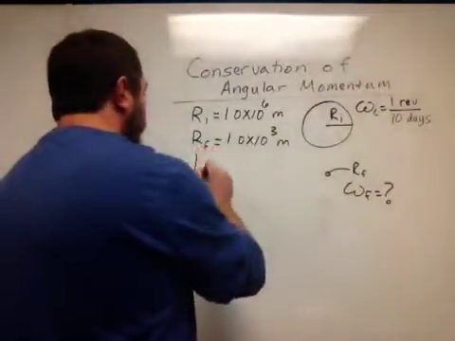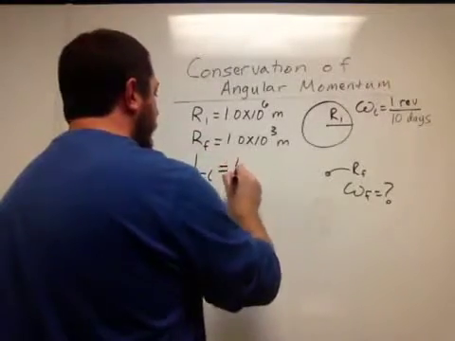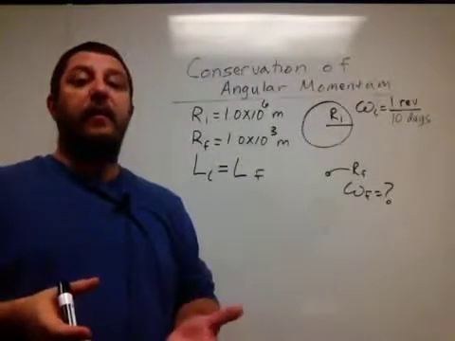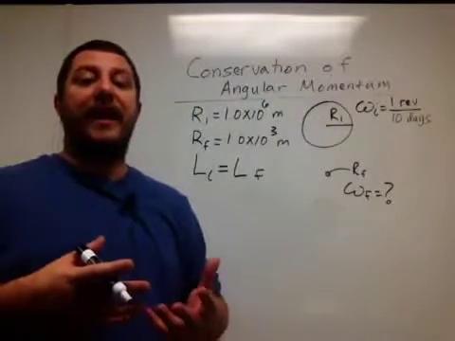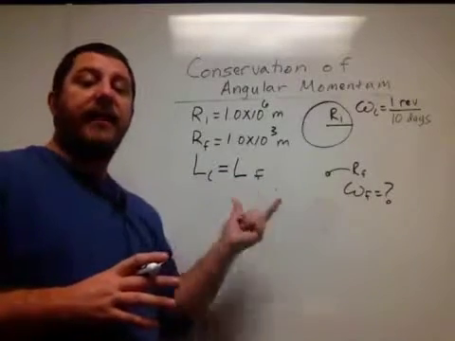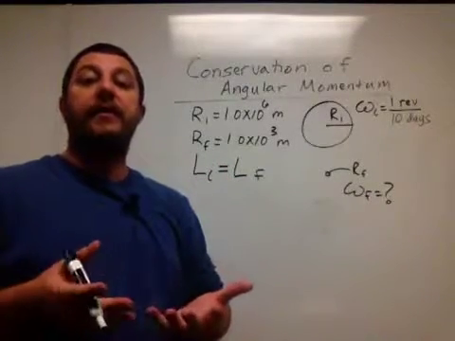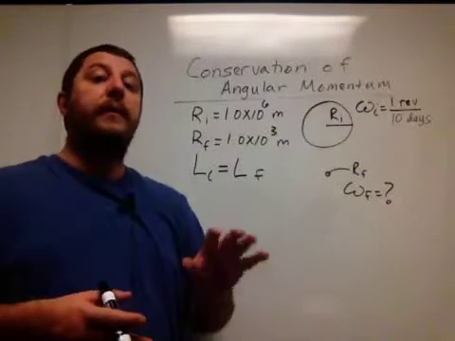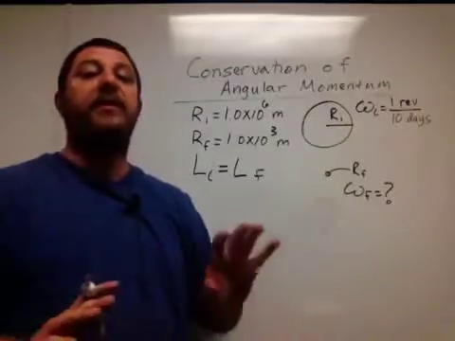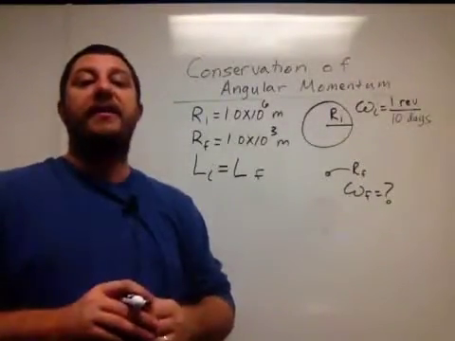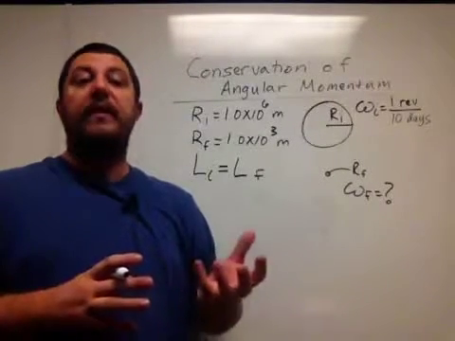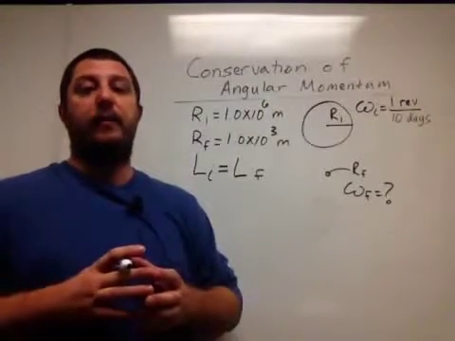Well, we start with the principle of conservation of angular momentum, which states that the initial angular momentum in my system must equal the final angular momentum in my system, even if some process has occurred. Now, the caveat here is that this principle holds in the absence of external torques. If I have no external torques acting on my system, then I can apply the conservation of angular momentum. If I have external torques, then I cannot apply the conservation of angular momentum.